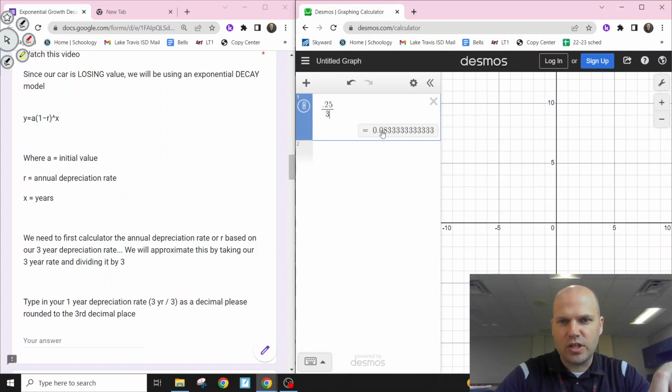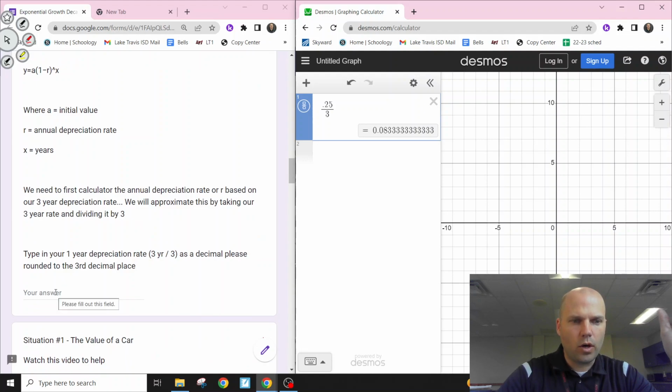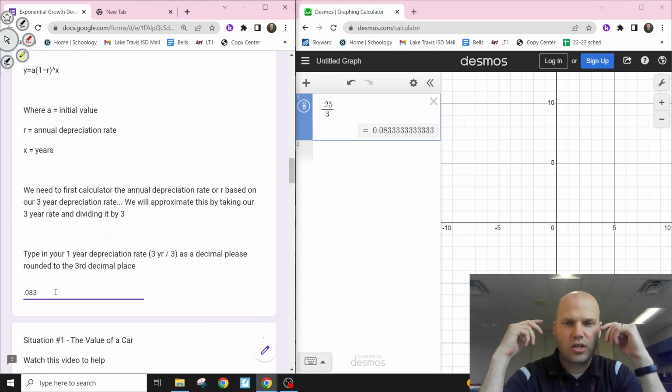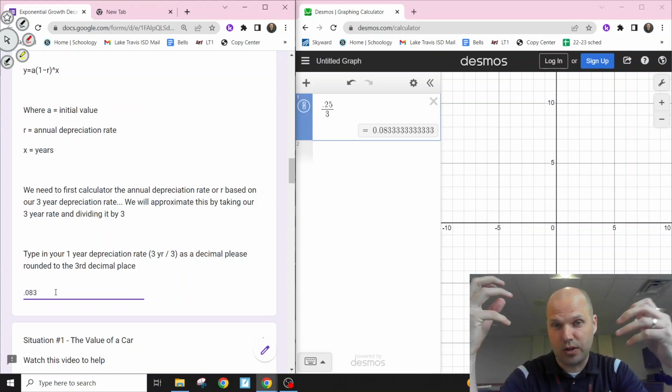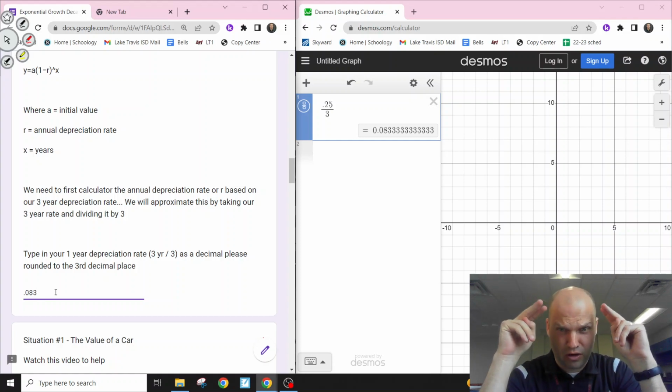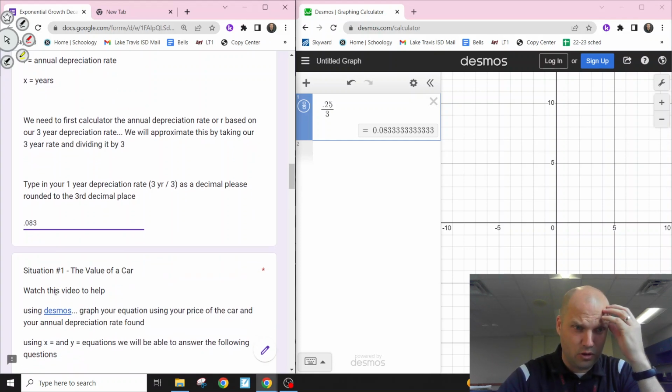Mine is 0.083, or 8.3%. We want to round to the third decimal place for this. It doesn't have to be exact, so I'm just going to say my depreciation rate is 0.083. Again, this is a decimal, not a percentage, but it represents an 8.3% depreciation.